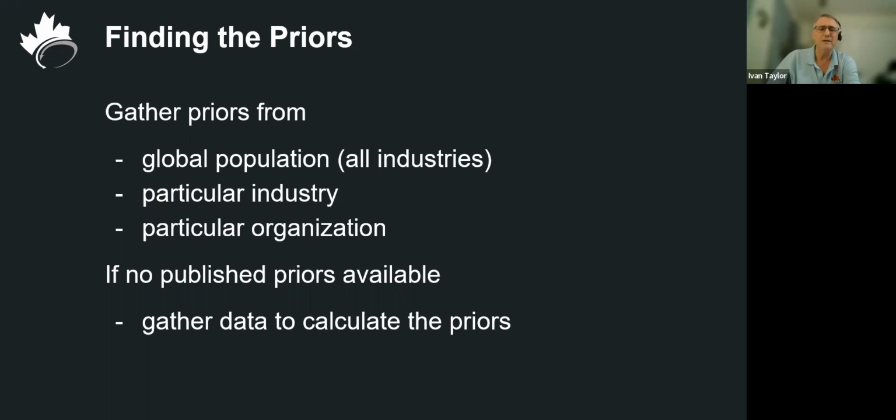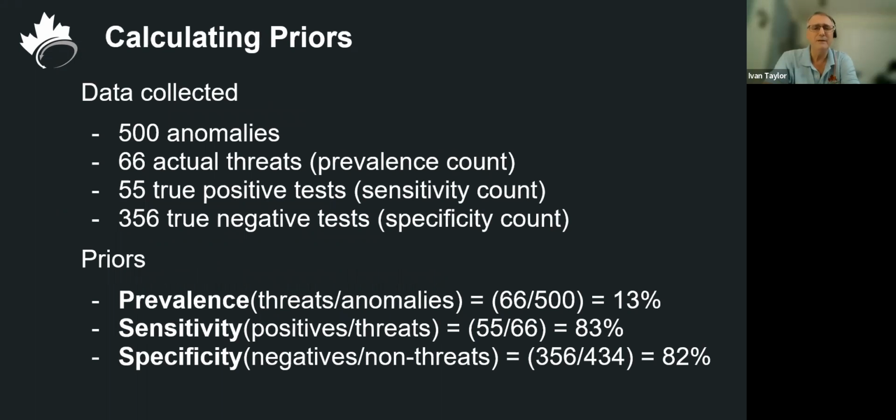So here's an example of an experiment that was done where 500 anomalies were generated and tested. There were 66 actual threats in the anomalies, and that's the prevalence count. There were 55 true positive tests. That's the sensitivity count. And then there were 356 true negative tests, and that's the specificity count.